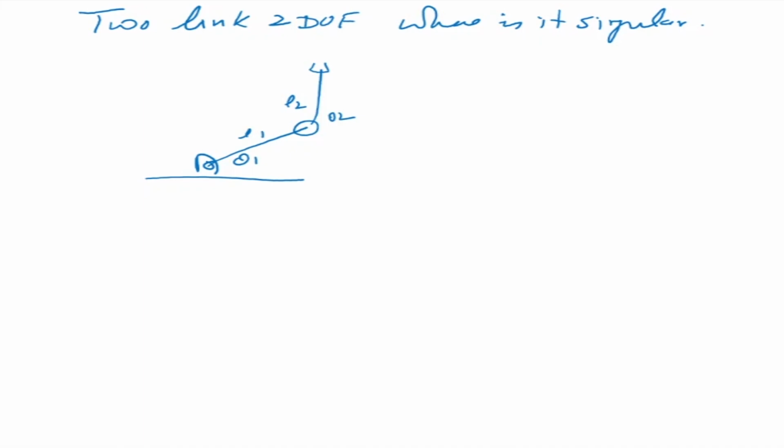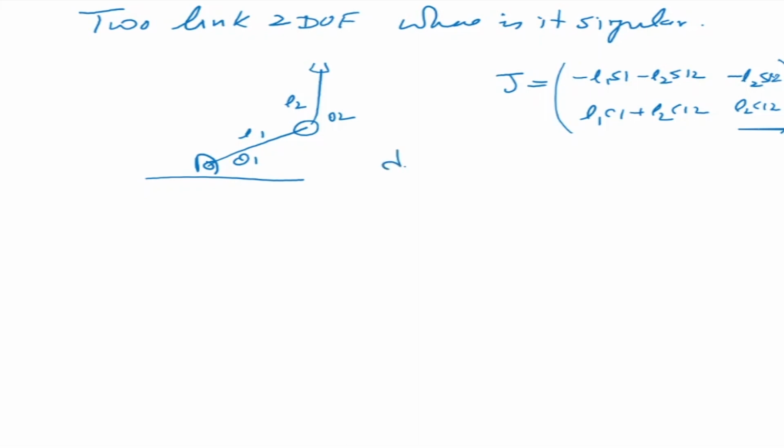Okay, now what was the Jacobian? Jacobian was equal to minus L1 sine theta 1 minus L2 sine theta 1 2, and minus L2 sine theta 1 2, and what was the next term? It was L1 cos theta 1 plus L2 cos theta 1 2, and L2 cos theta 1 2. Okay, so this was the Jacobian, 2 by 2 Jacobian.